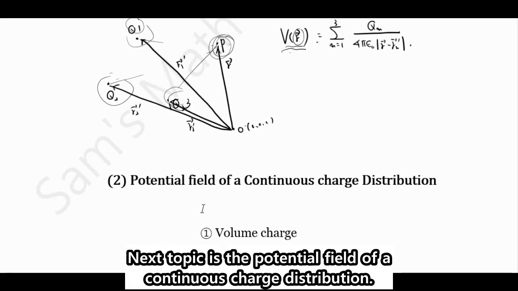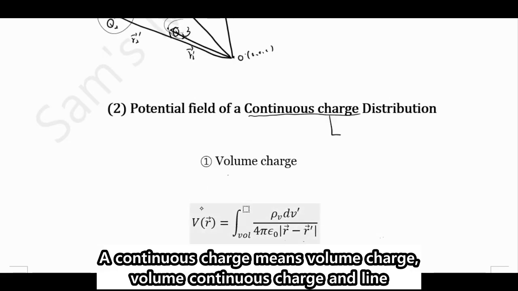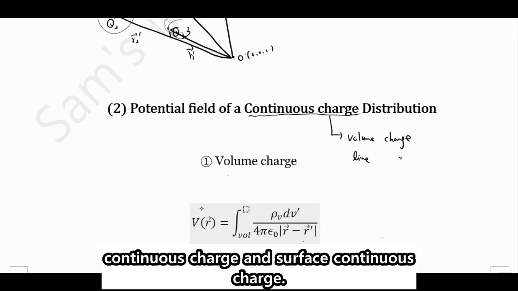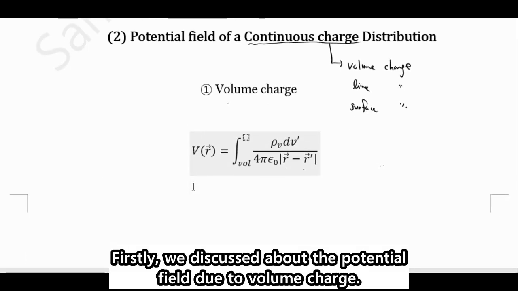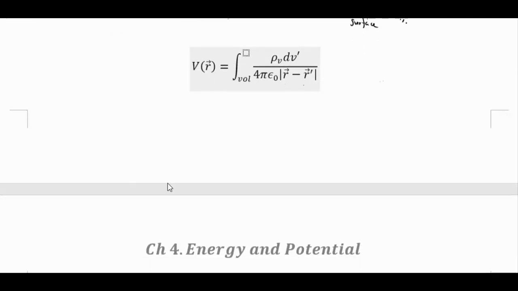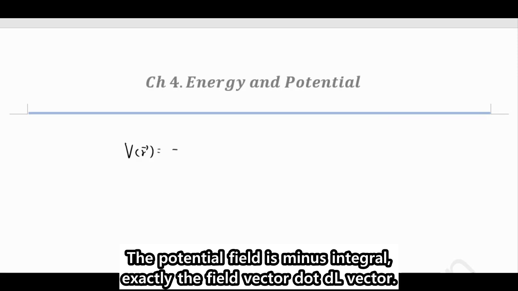The next topic is the potential field of a continuous charge distribution. A continuous charge can be a volume continuous charge, a line continuous charge, or a surface continuous charge. Firstly, we discuss the volume charge, the potential field due to a volume charge. You know, the potential field is minus the integral of the electric field vector dot dl vector.